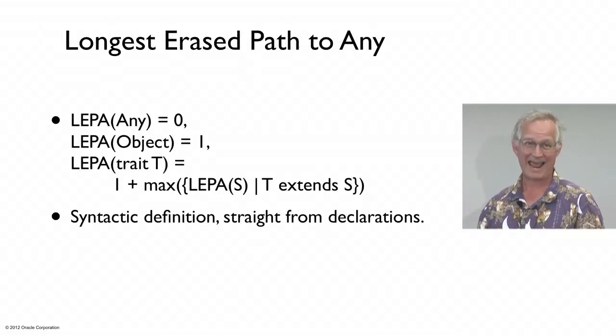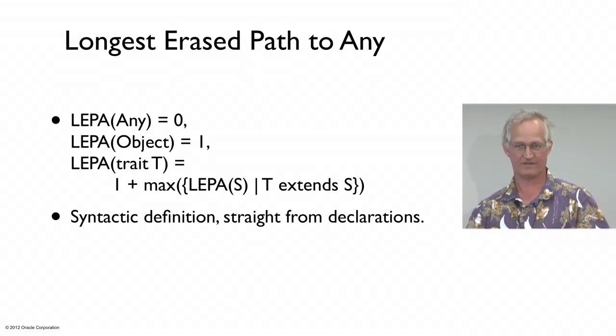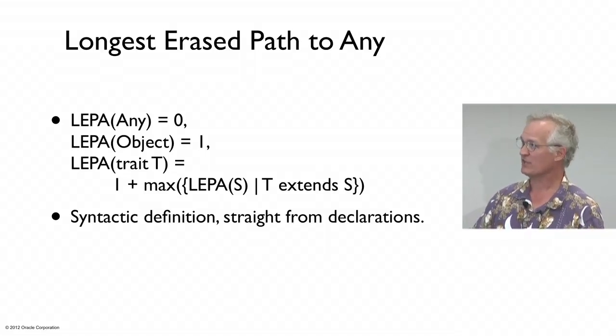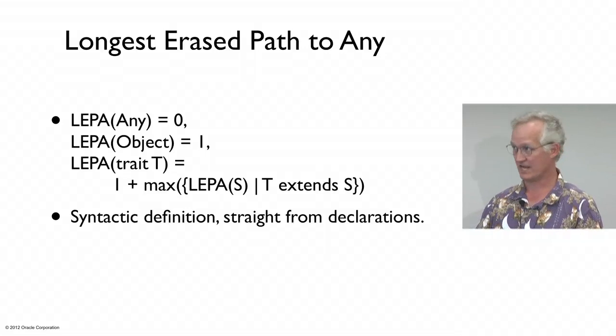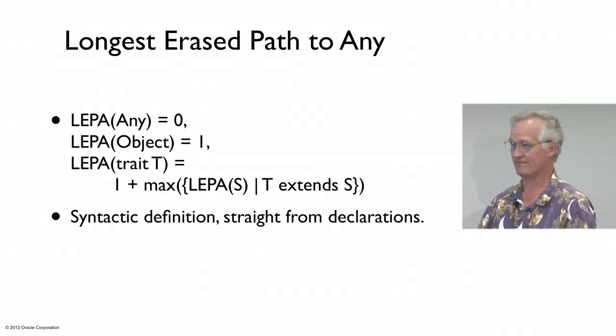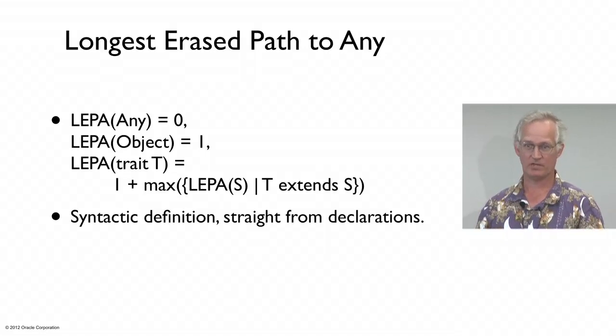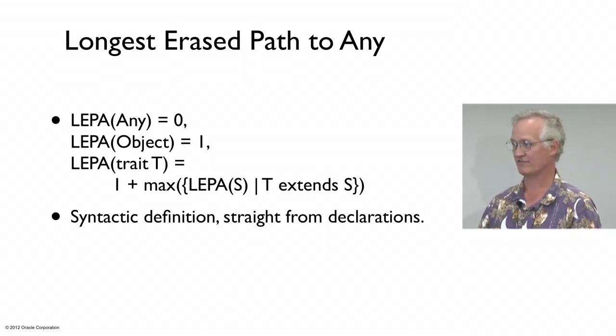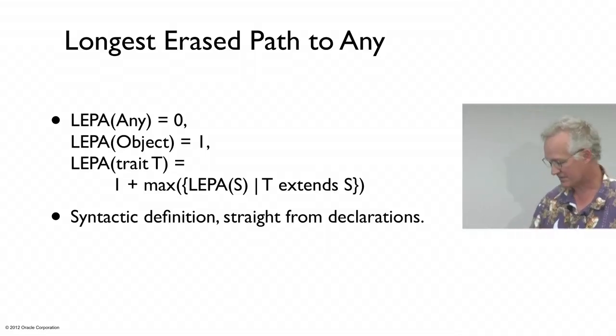And what we have is a candidate data structure here just to convince you that I'm not blowing smoke. If you can define the longest erased path to any, now we're relying on no infinite paths. It's a recursive definition, pretty simple. Just any is 0, object is 1, and for a trait you take 1 plus the max of the longest path of all of its supertypes, and it's a syntactic definition straight from declarations, ignoring type parameters, easy, not hard.